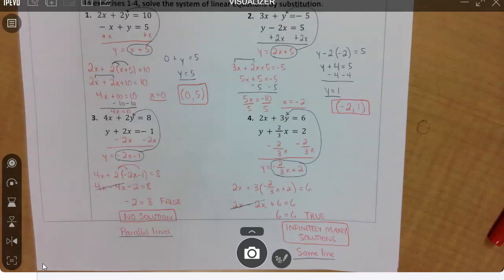The last 3 questions, numbers 4, 5, and 6 of your homework, those do produce very nice integer numbers for your answers.